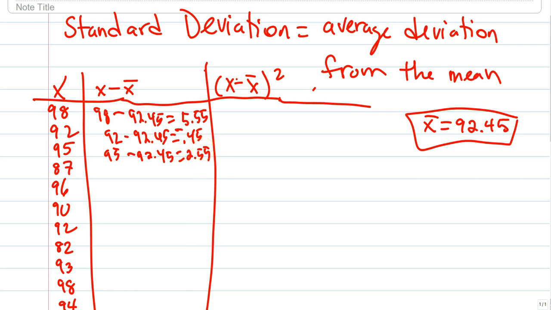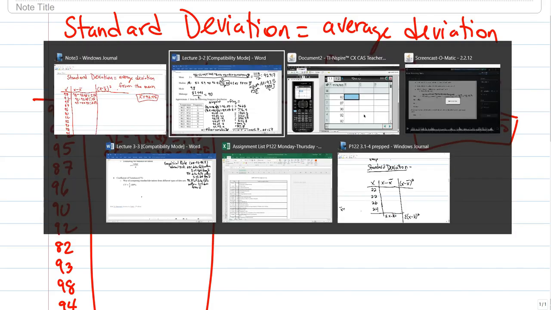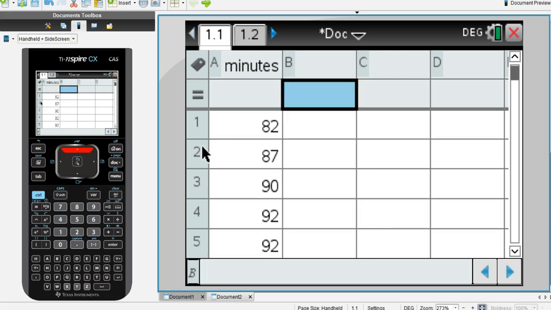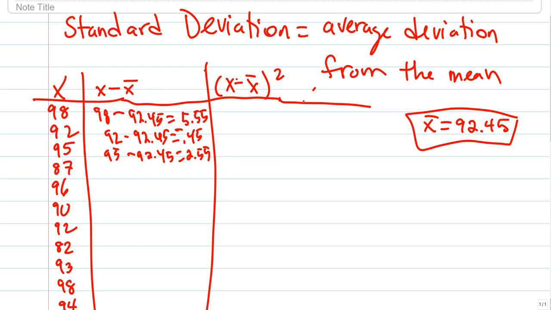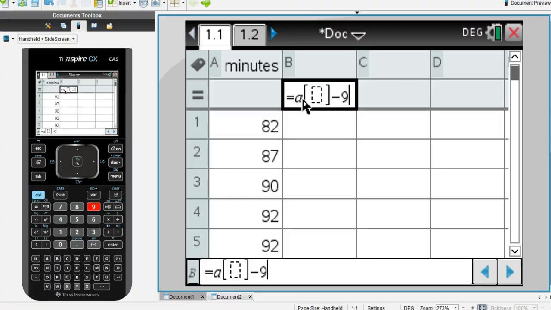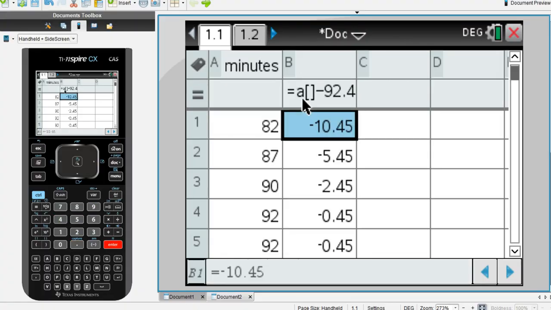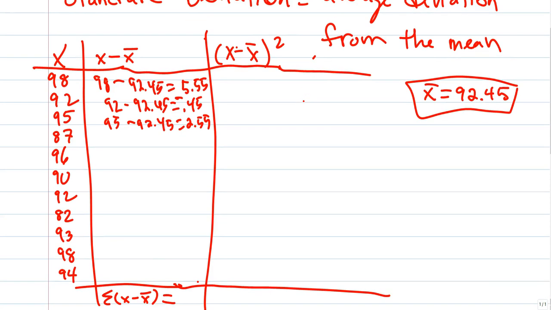I'd like to keep this in my calculator if possible. So in our calculator, what I'm going to do is go over here to the equal sign, and I'm going to say take everything in A and subtract what was our mean, 92.45. Are those the same numbers we were getting? Well, they are, but they're not in order, are they? Did I put these in order?